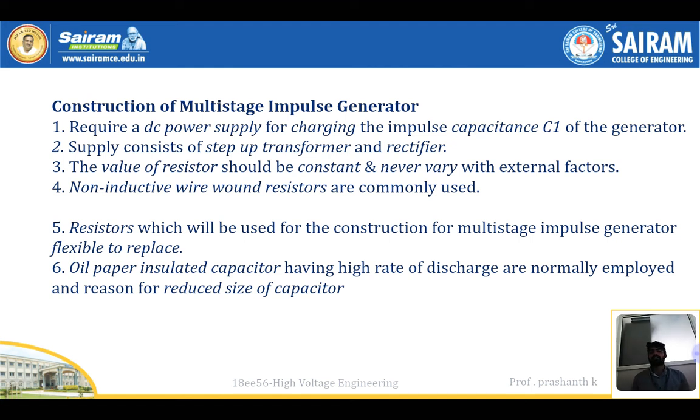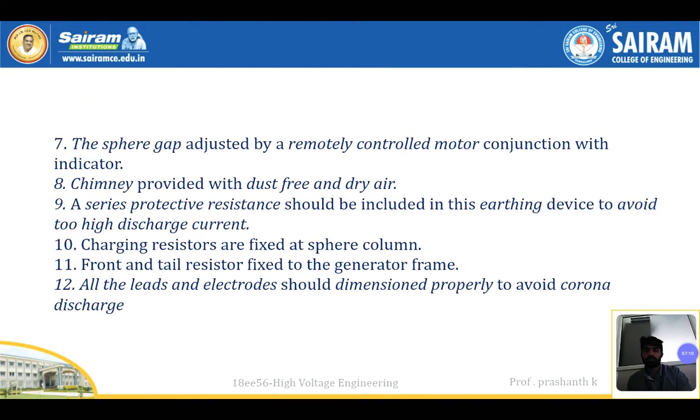Oil-paper insulated capacitors having high-rate discharge are normally employed, and resistance reduces the capacitor size. The spark gap is adjusted by a remotely controlled motor in conjunction with an indicator. In our laboratory, we are doing it manually: the person goes to a particular area, adjusts the spark gap, and makes the connections. But in this, the motor does all the work.